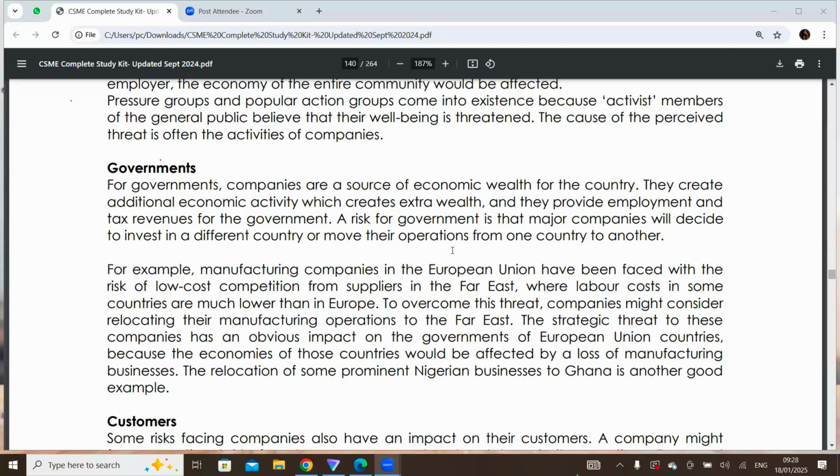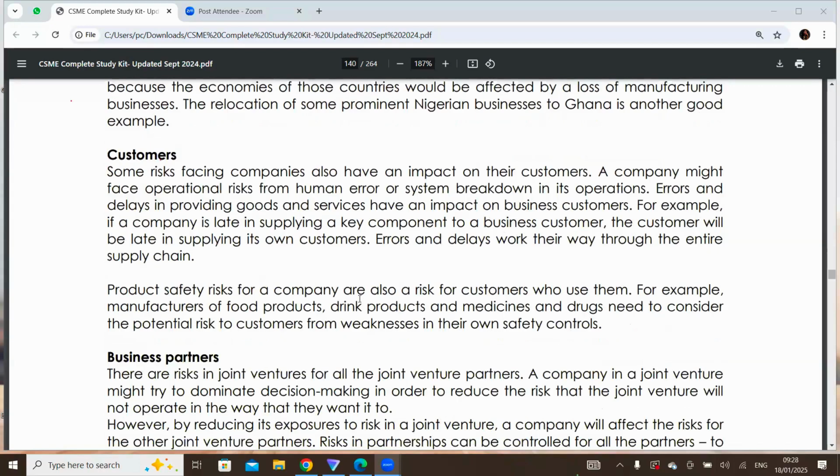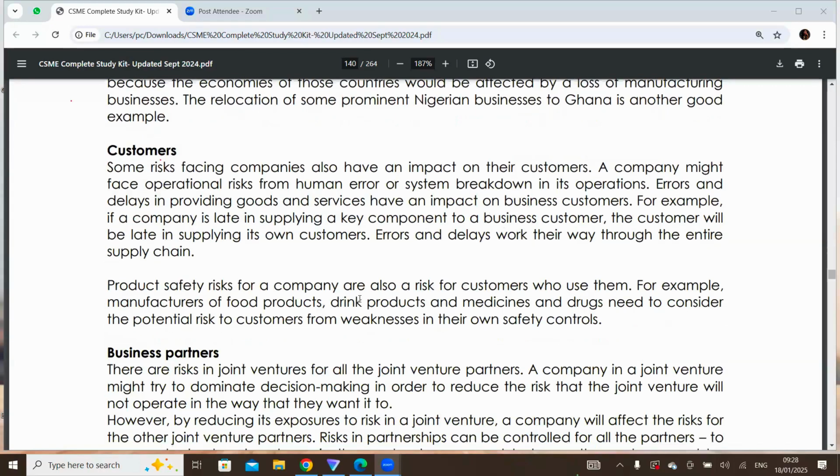Okay. So customers, how do the customers suffer? Basically, like I said, when a product is no longer in production, the customers may face the risk of not having that product anymore, right?